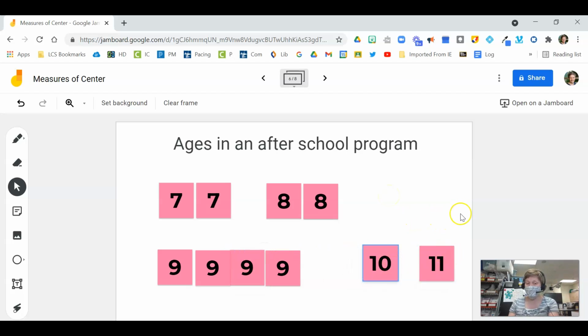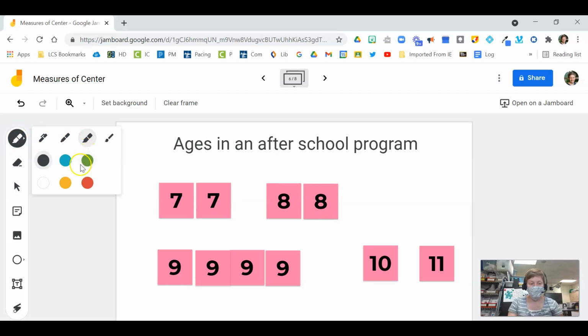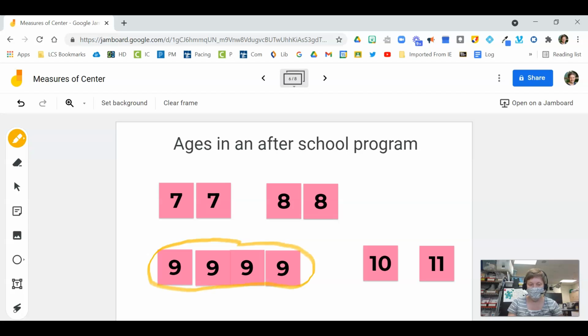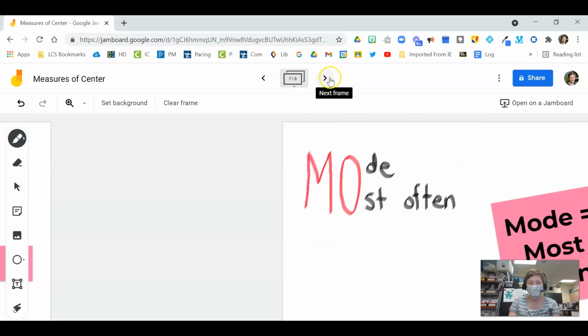In this case, we're looking for the one that shows up the most. Even though we have 2 7s and 2 8s, 9 shows up even more times than the 7 and 8. So our answer, the mode of the ages in the after-school program, would be 9. That's the number that shows up the most.